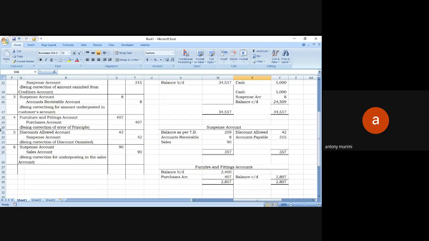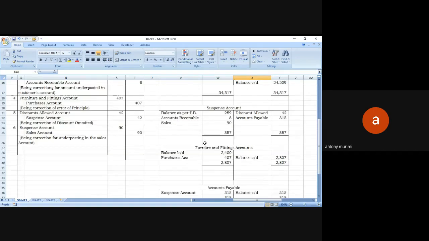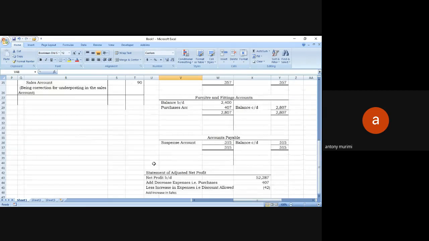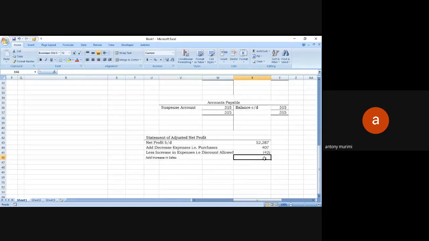Then the last item, the sales account, which has increased. An increase in sales, being a revenue, should increase the net profit. So this increase in sales is supposed to be added to the net profit. So therefore add increase in sales, and the amount is 90.